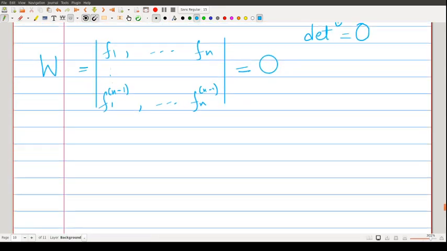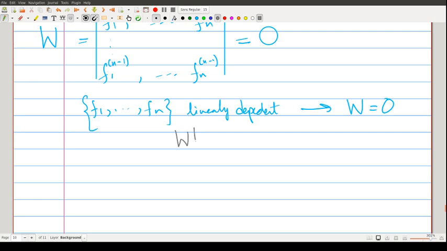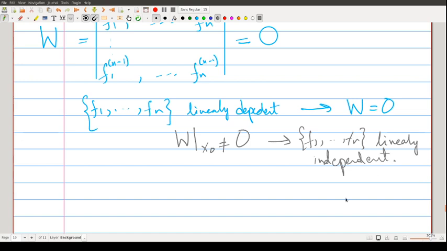So this means that since F1 to Fn linearly dependent implies Wronskian is 0, then by contrapositive, if the Wronskian is non-zero at some point, that would give us F1 to Fn linearly independent. Okay, and that finishes the proof.